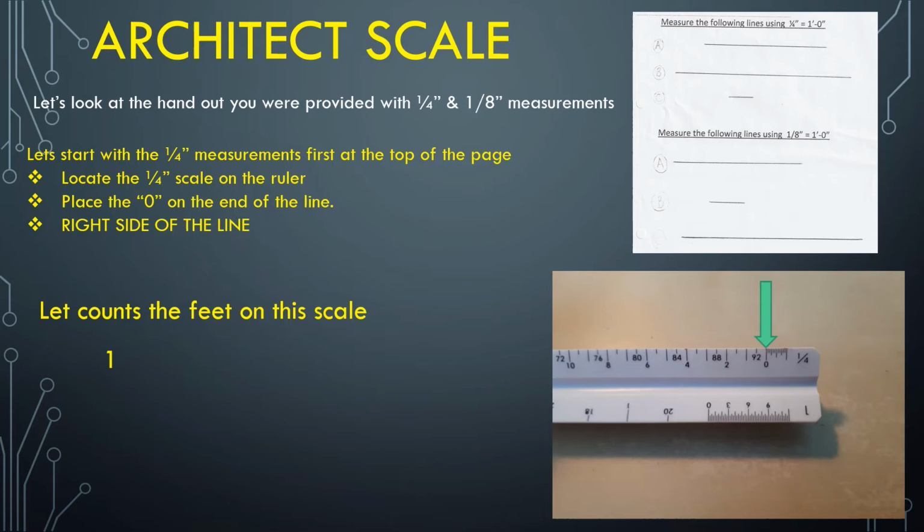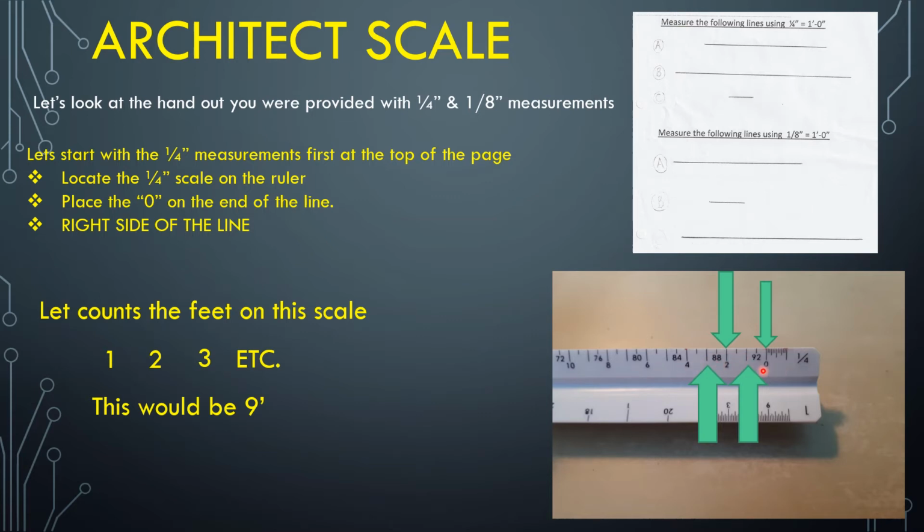Let's count the feet on this scale, just so you get an idea how this works. 1, 2, 3, etc. It goes right across. So you have 0, 1, 2, 3, 4, 5, 6, 7, 8, 9, 10. So these slashes, the divisions in between, they kind of act as a placeholder, right? So you have 0, there's 1, 2, 3.